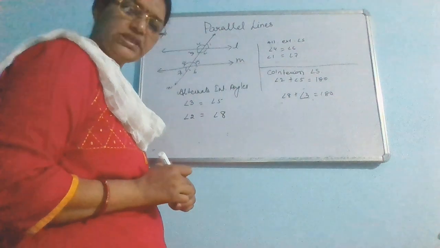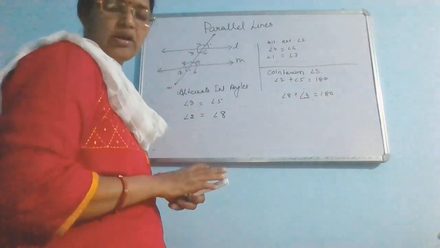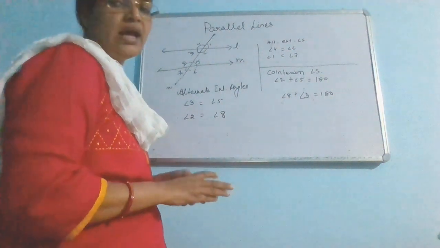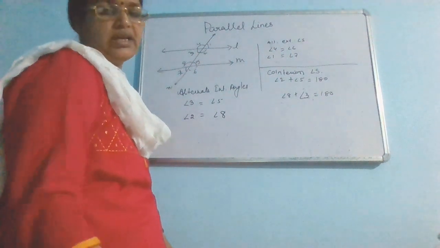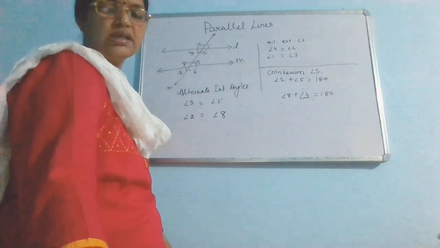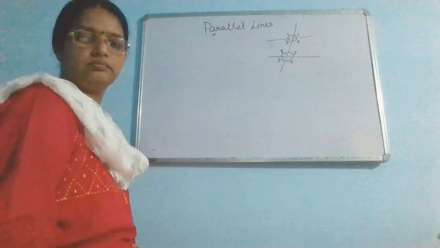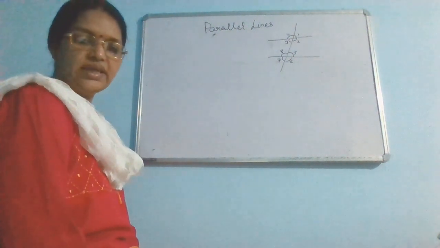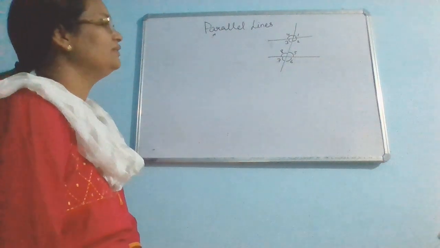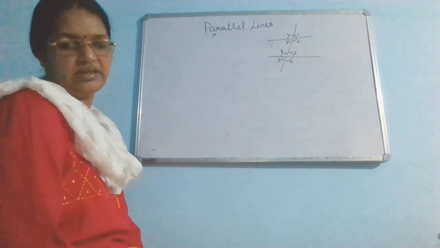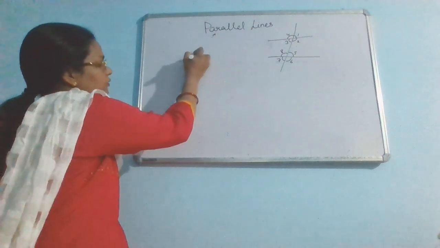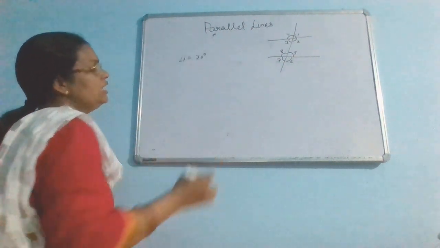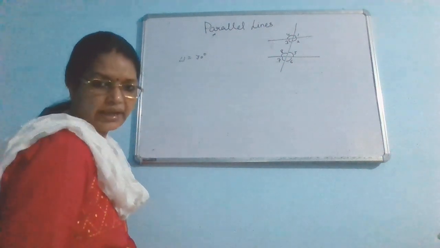Okay, so alternate interior angles are equal, alternate exterior angles are equal, and the sum of co-interior angles is equal to 180 degrees. Now we will discuss some questions. Let's say, for example, angle 1 is equal to 70 degrees. Find the other angles. In my question it is given angle 1 is equal to 70 degrees, and we have to find the other angles.